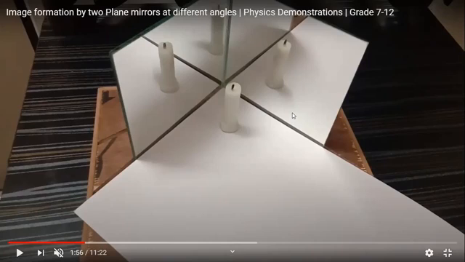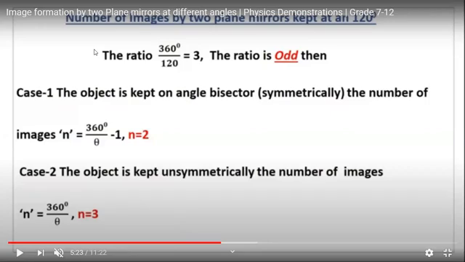Then what is occurring here? 3 images are formed. And that is what we studied in our numerical part also. That number of images will be 4 minus 1, 3 images. Now students, if the two mirrors were kept at 120 degree to each other, then the ratio would have been 360 by 120, which would have been 3. 3 is an odd number.